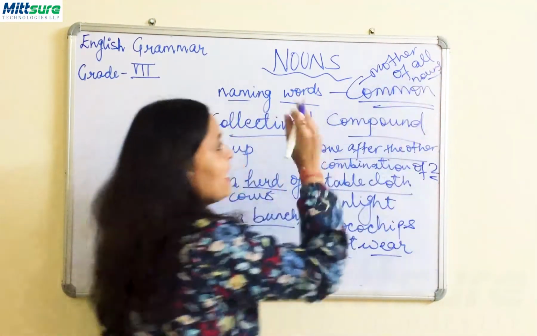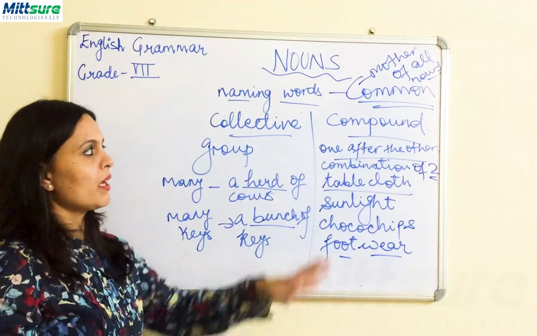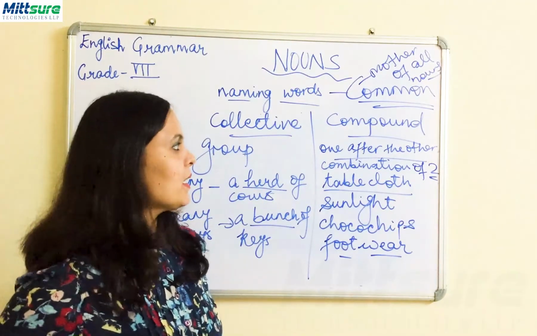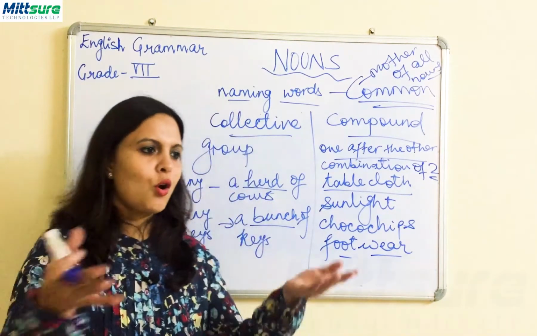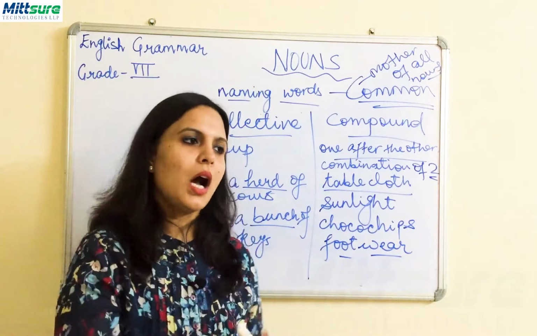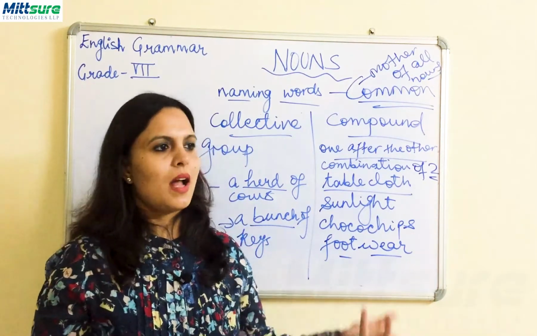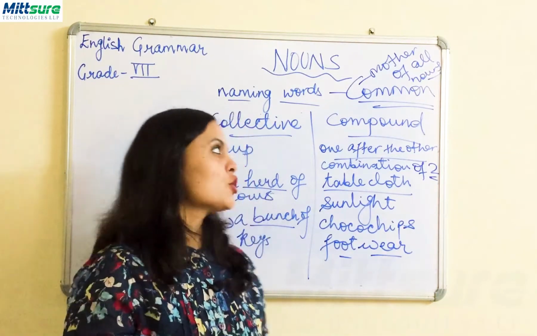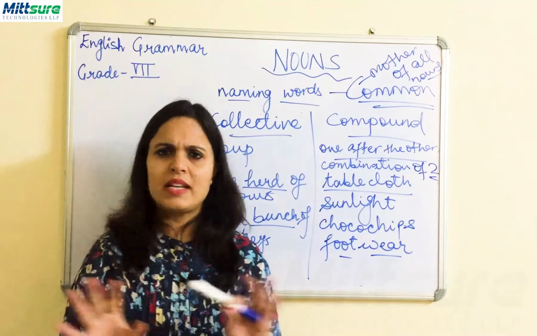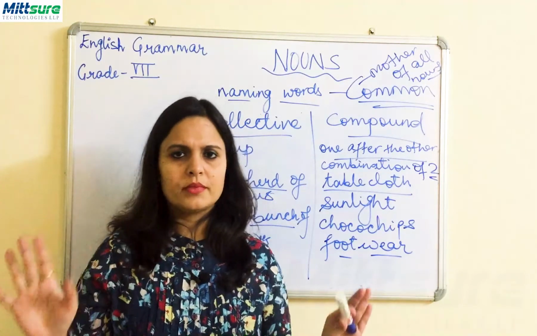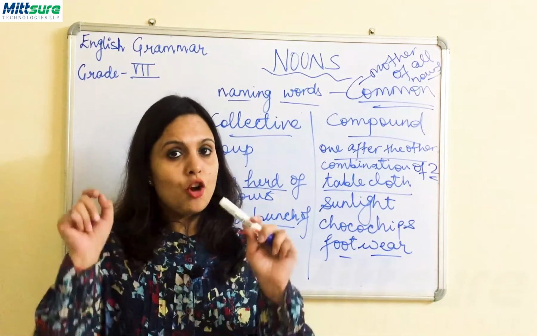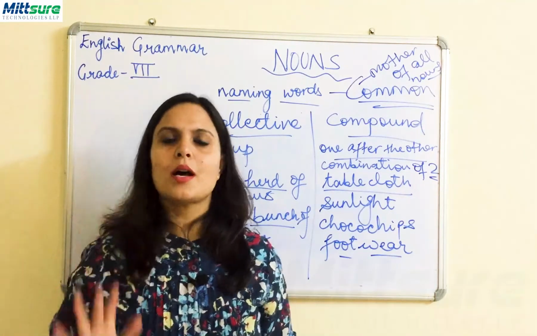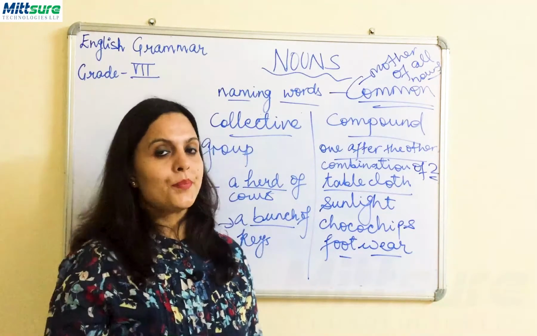Why? Because any noun, before becoming any further category, is first and foremost a common noun. Then it becomes the abstract noun or the material noun, countable, uncountable, concrete, abstract, collective, compound, and so on. So common noun is every object around you given a name. When that object, person, thing or animal is given a specific name, that becomes a proper noun, which is a proper name.